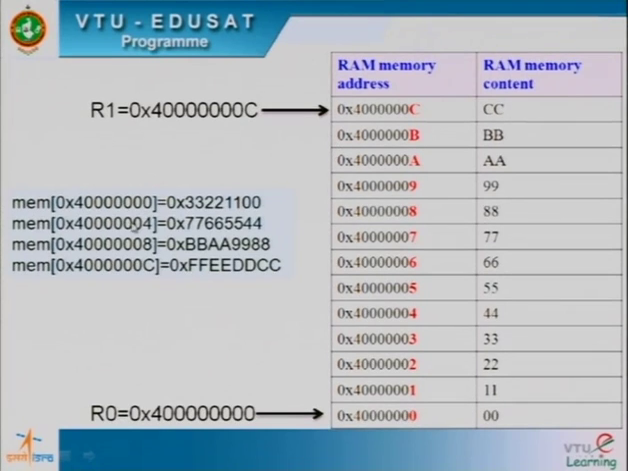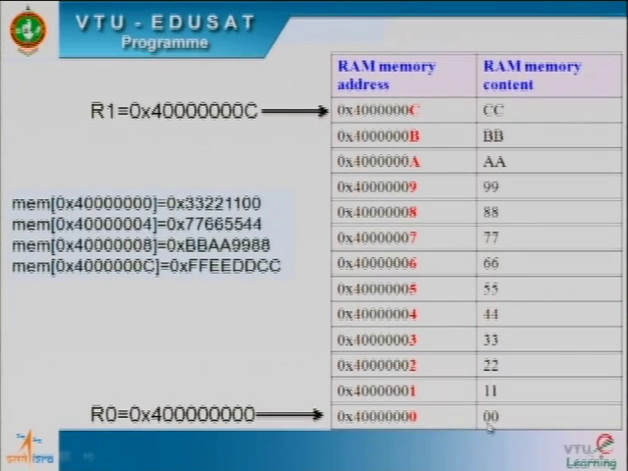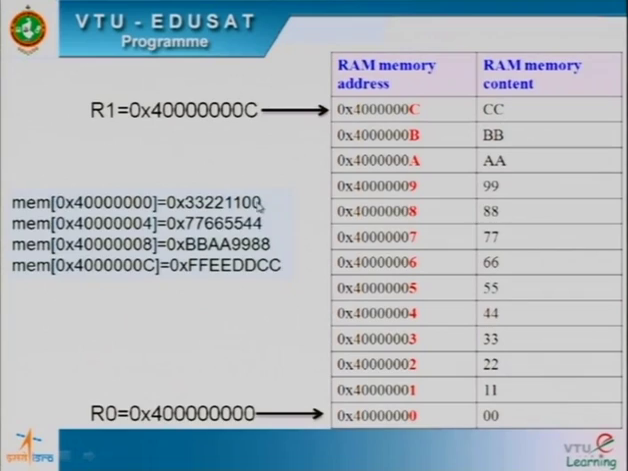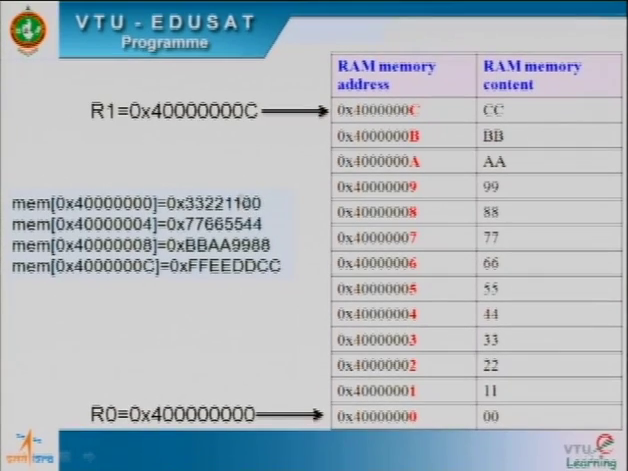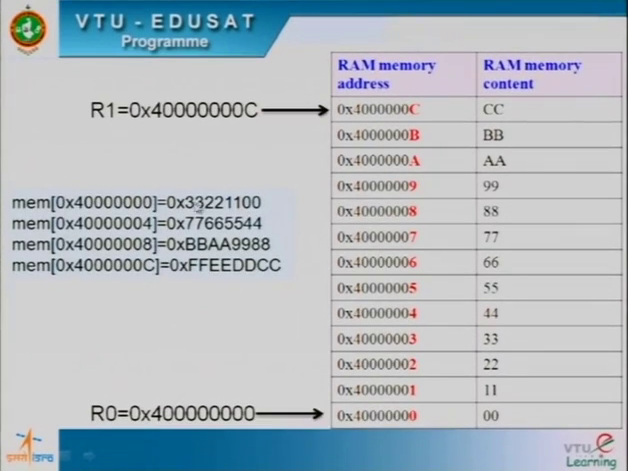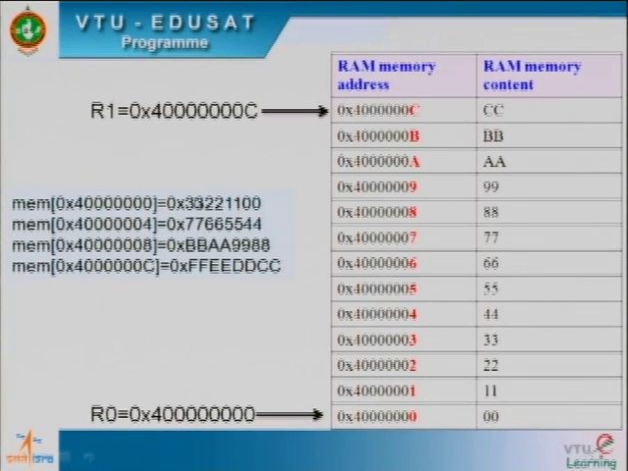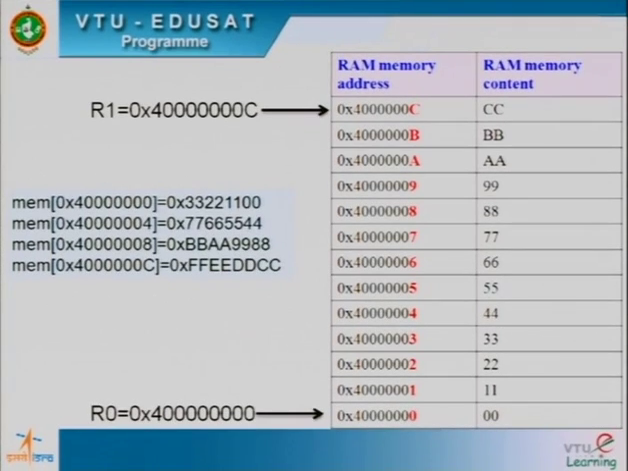Now with respect to this memory, all these memory values are 32-bit. So the 32-bit memory location 0x4 followed by 7 zeros holds 33, 22, 11 and 00. This 00 is the LSB byte corresponding to this memory location. The remaining are incremented by one memory location, totally forming a 32-bit value for a 32-bit register.